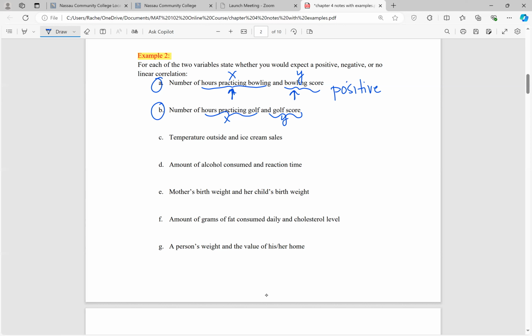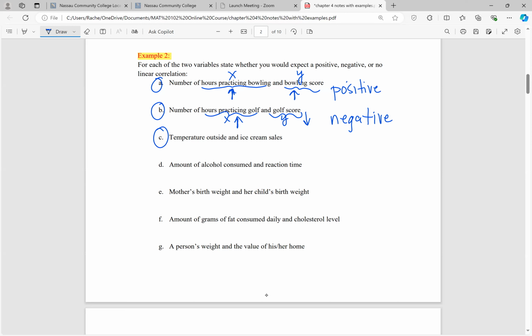The more we practice, so as the number of hours that we practice increases, we're going to get better at golf. So then what should happen to our score? The score is also going to get better, right? But in golf, the lower the score, the better. So it should go down. So what type of relationship is this? As X is increasing, but Y is decreasing, now we have that opposite, or negative relationship. So we would expect a negative relationship between the number of hours that we practice golf and golf score.